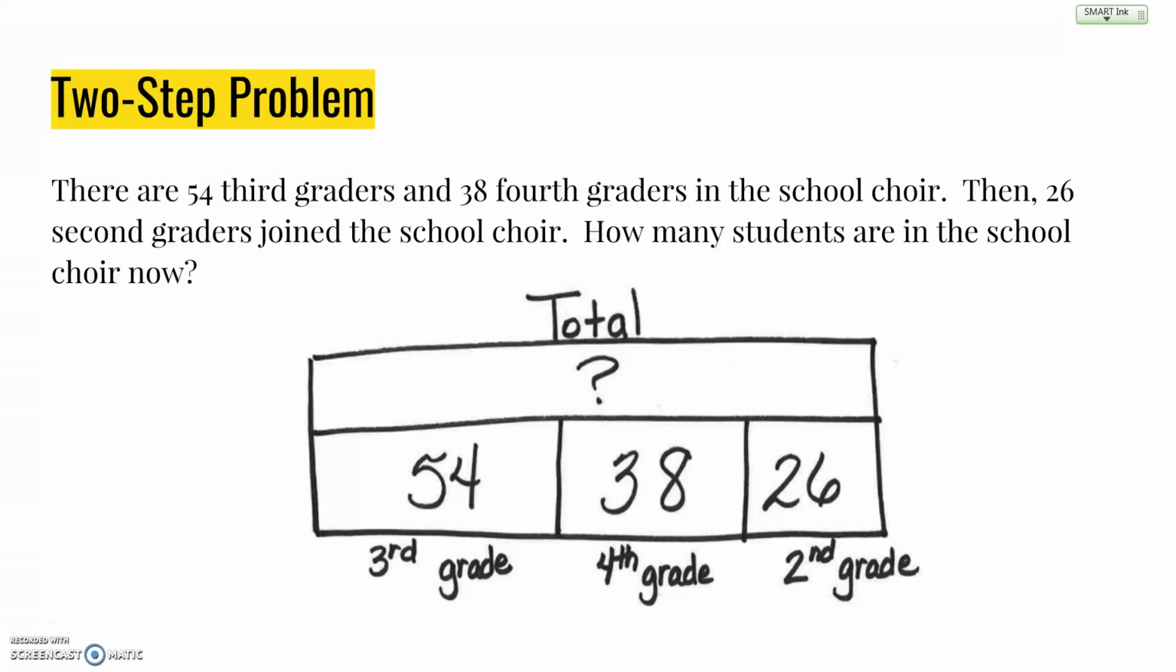And below that, we have a bar that's split up into 3 parts. We put 54 in one of them and labeled that 3rd grade because 54 3rd graders are in there. 38, and we label that 4th grade because that's how many 4th graders join the choir. And then we have a box that we put 26 in and label that 2nd grade. And if I put all those boxes together, then that would be the total.